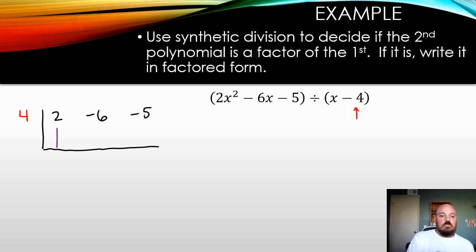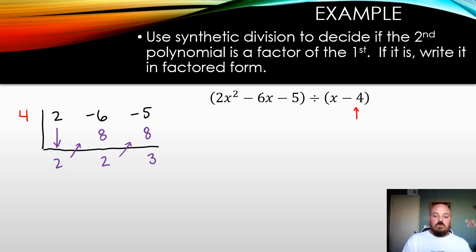And now let's do the work. So the work is the first number always drops straight down, 2. And then to get back up, you multiply by 4, by the red number. So 4 times 2 is 8. And then we add. Negative 6 plus 8 is 2. And then we multiply again. 4 times 2 is 8. Negative 5 plus 8 is positive 3.